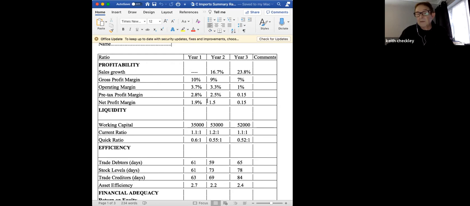Now, Miguel, if he's still online, would be quite horrified by this, because he's always a bottom line person in terms of the net profit. 1.9%, which was quite fine to begin with, then 1.5, and then 0.15. So he's down to less than 1% as a net profit margin. So what do you think about that, anybody? Anybody want to make a comment on the profitability ratios?